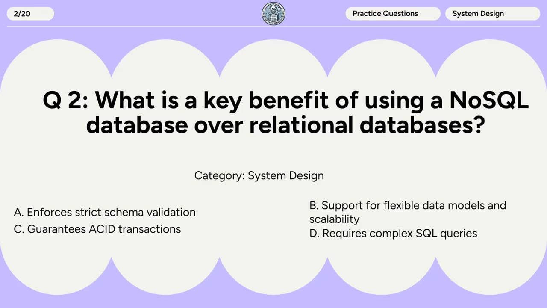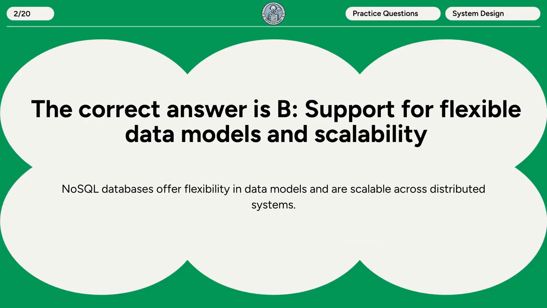Question 2. What is a key benefit of using a NoSQL database over relational databases? A. Enforces strict schema validation. B. Support for flexible data models and scalability. C. Guarantees ACID transactions. D. Requires complex SQL queries. The correct answer is B. Support for flexible data models and scalability. NoSQL databases offer flexibility in data models and are scalable across distributed systems.